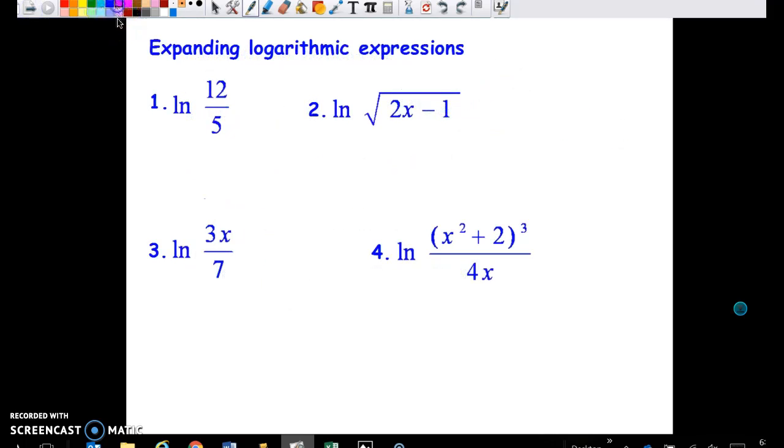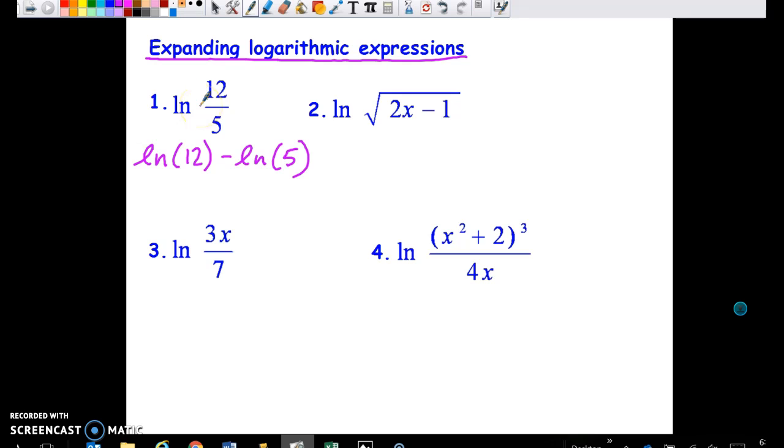Exponent rules. Now, we're not going to do any calculus here. This is just algebra 2. We'll just expand these expressions so you get the hang of these properties. If I have the natural log of the quotient 12/5, that's going to turn into the natural log of 12 minus the natural log of 5.